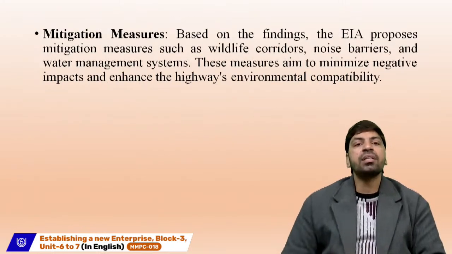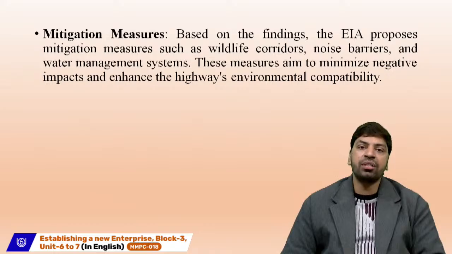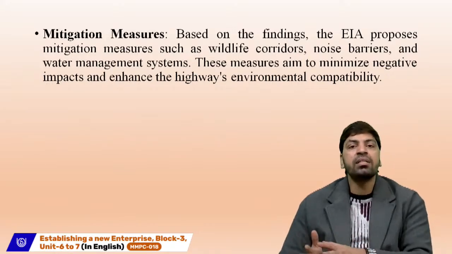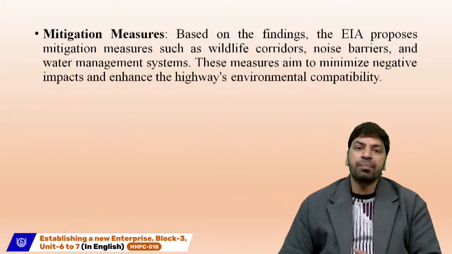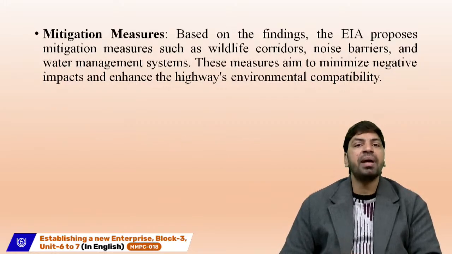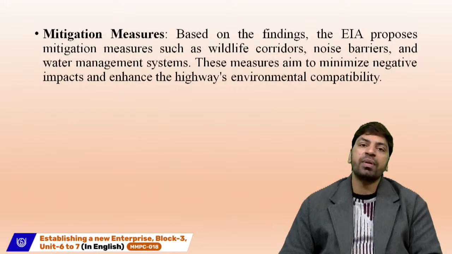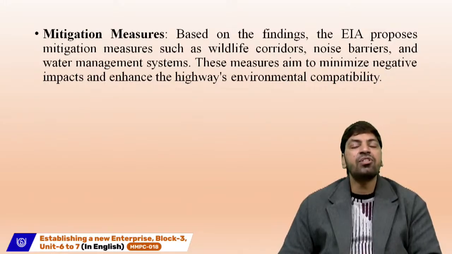And the next is mitigation measures. Based on the findings, after analysis, the EIA proposes mitigation measures such as wildlife corridors, noise barriers, and water management systems, and these measures ultimately minimize the negative impact and enhance the highway's environmental compatibility.